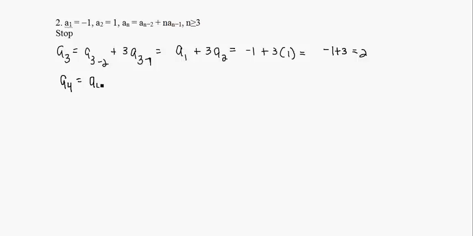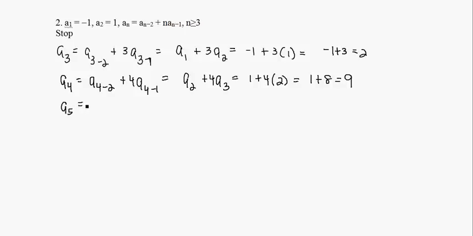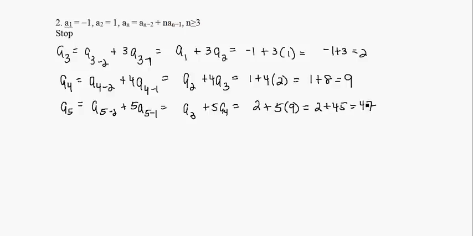A sub 4 is equal to a sub 4 minus 2 plus 4 times a sub 4 minus 1. So that's a sub 2 plus 4 times a sub 3. A sub 2 in this case is 1 plus 4 times a sub 3, which is equal to 2. So that's 1 plus 8, which is equal to 9. A sub 5 is equal to a sub 5 minus 2 plus 5 times a sub 5 minus 1, which is a sub 3 plus 5 times a sub 4. So a sub 3 we already know is 2. A sub 4 is 9. So that's 2 plus 45, which is equal to 47.